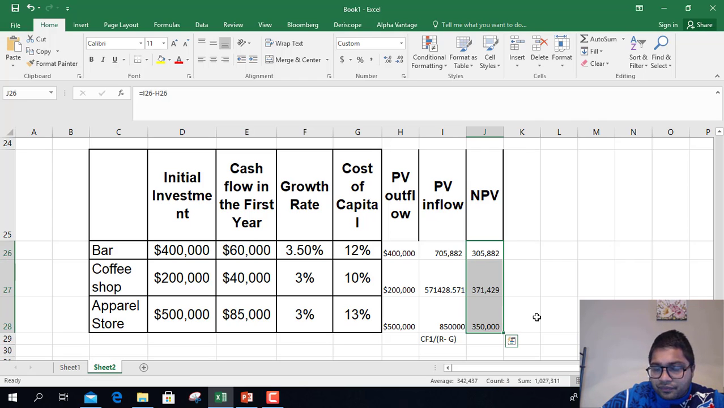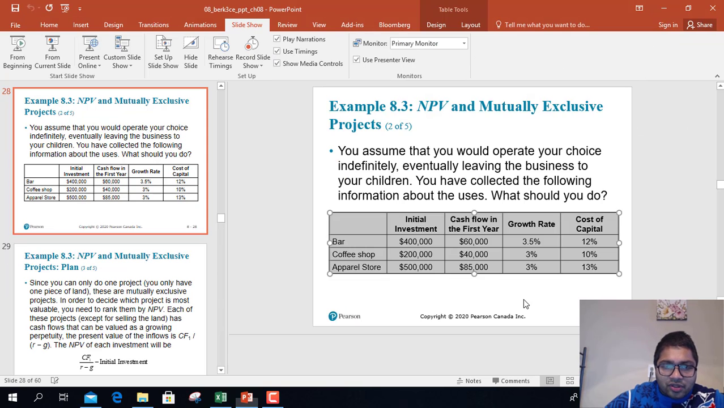So drag it down. So these are NPVs. When there are multiple projects, you should accept the project that has the highest NPV. So amongst these 3 projects, the highest NPV was opening a coffee shop. So you would open a coffee shop on that land.